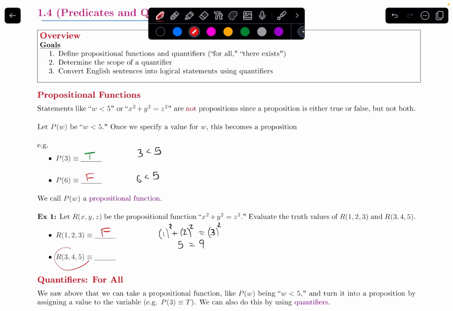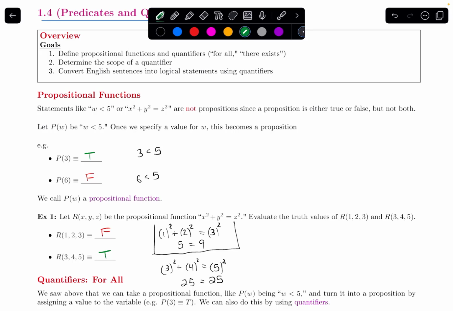Okay, what about if I plug 3, 4, and 5 in? Well, then I get 3 squared plus 4 squared equals 5 squared. Okay, I'm going to separate these. 3 squared is 9, plus 16. So 9 plus 16, that's 25. And 5 squared is 25, so, okay, this time it is true. So this is a true statement now.